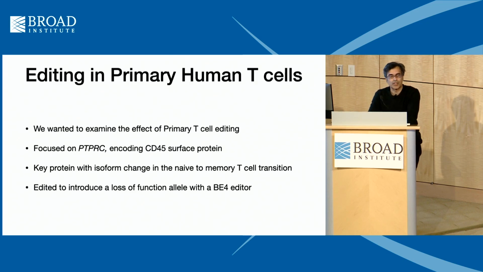I promised you we'd work in primary human T cells. So that's what I'm going to show you now. We want to examine primary T cells specifically, and we picked a gene, PTPRC, which is really important in T cell signaling. It's an important gene as T cells make a transition from naive to memory T cells or activated T cells. It undergoes an isoform change as it goes from naive to memory. And what we did was we edited a loss of function allele into this gene with the BE4 editor.